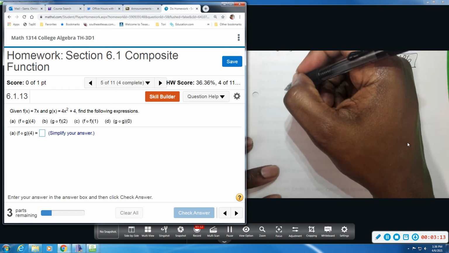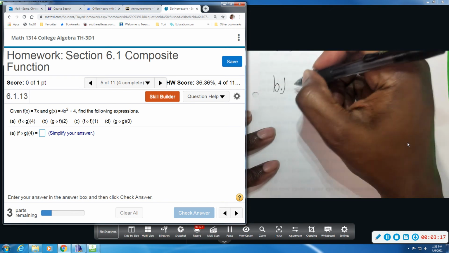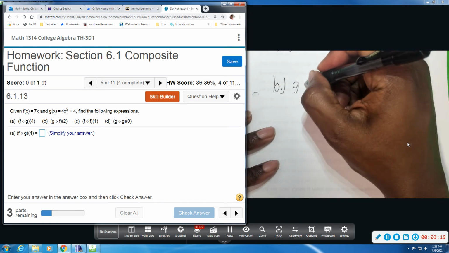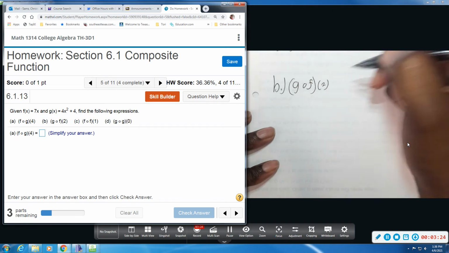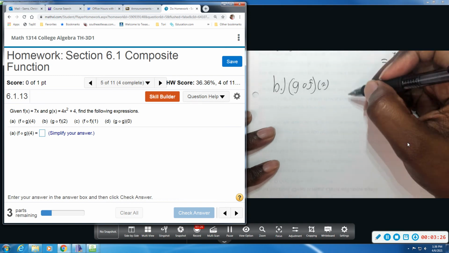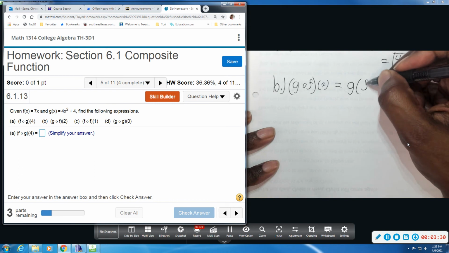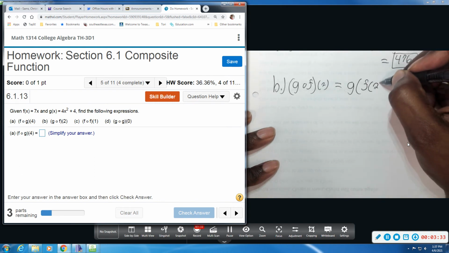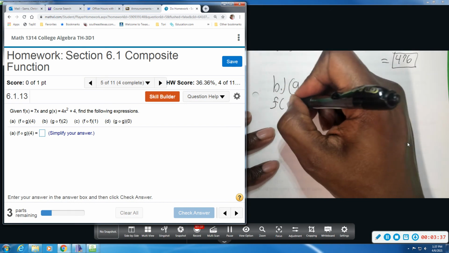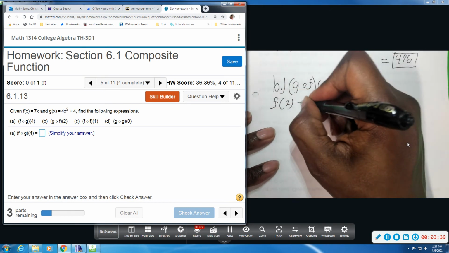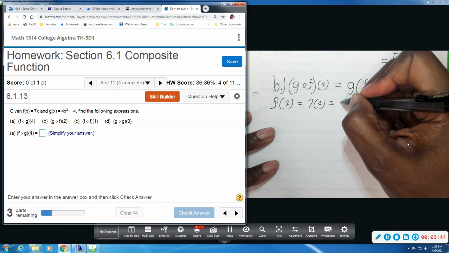Okay, so part B. Part B, we're going to find g composed with f of 2. Okay, so what does that mean? It means we're going to take the g equation, plug in f, and into the f equation we're going to plug in 2. So first we're going to find f of 2, the inside. f of 2 is 7 times 2, which is 14.